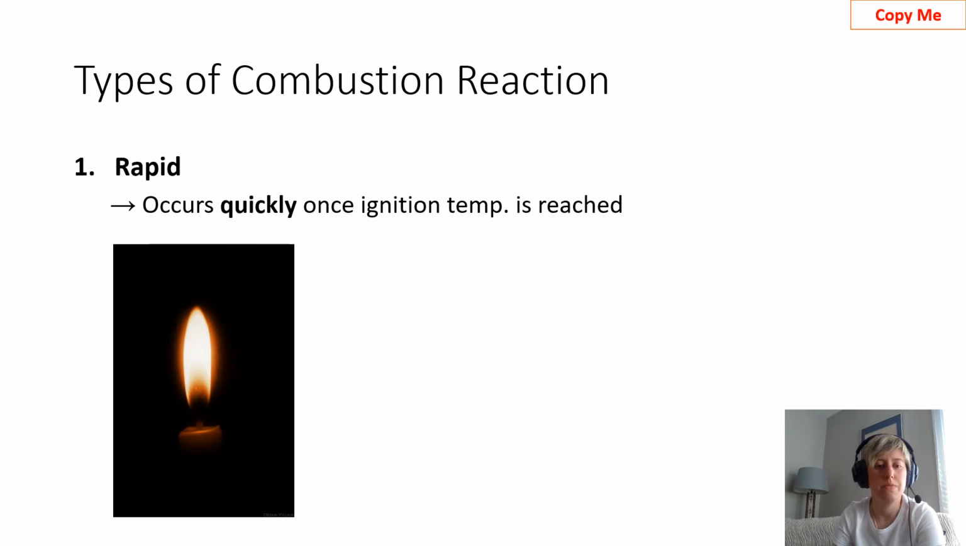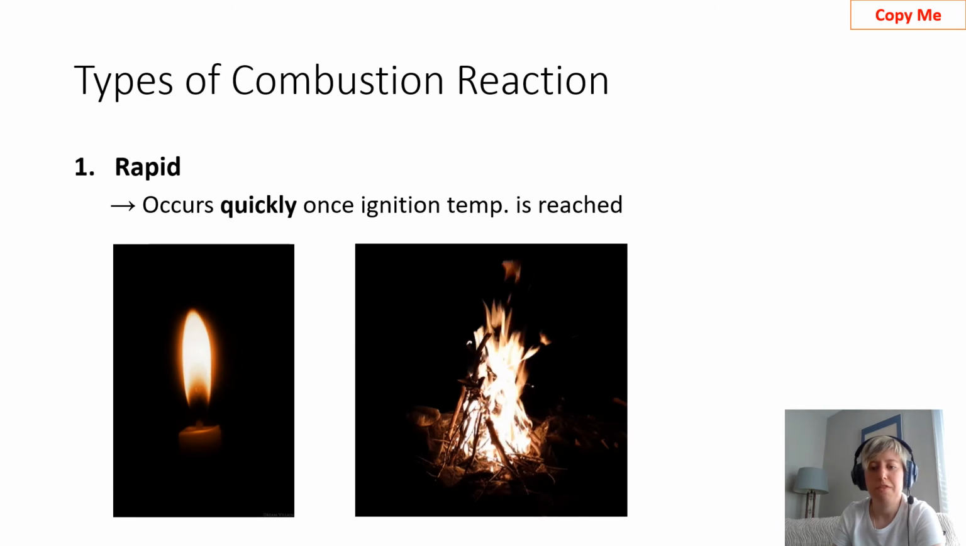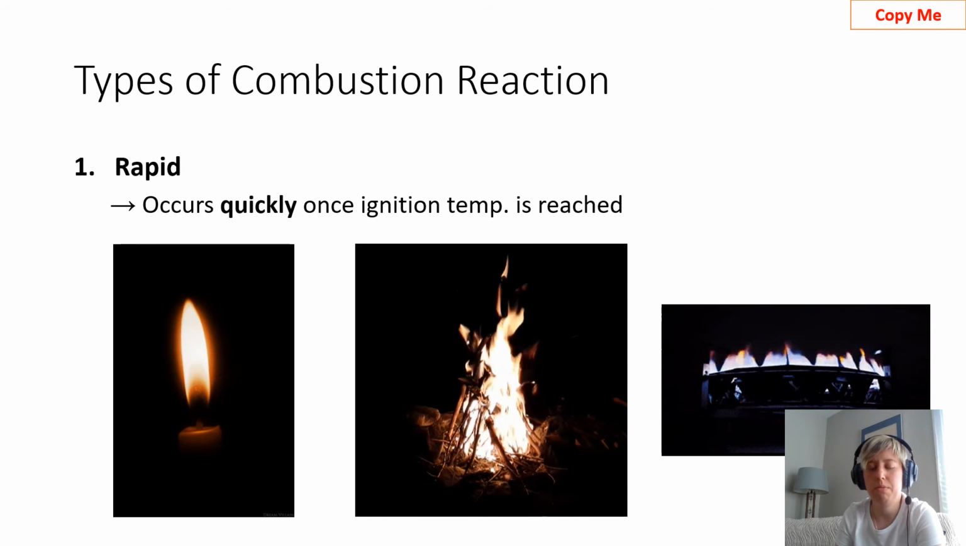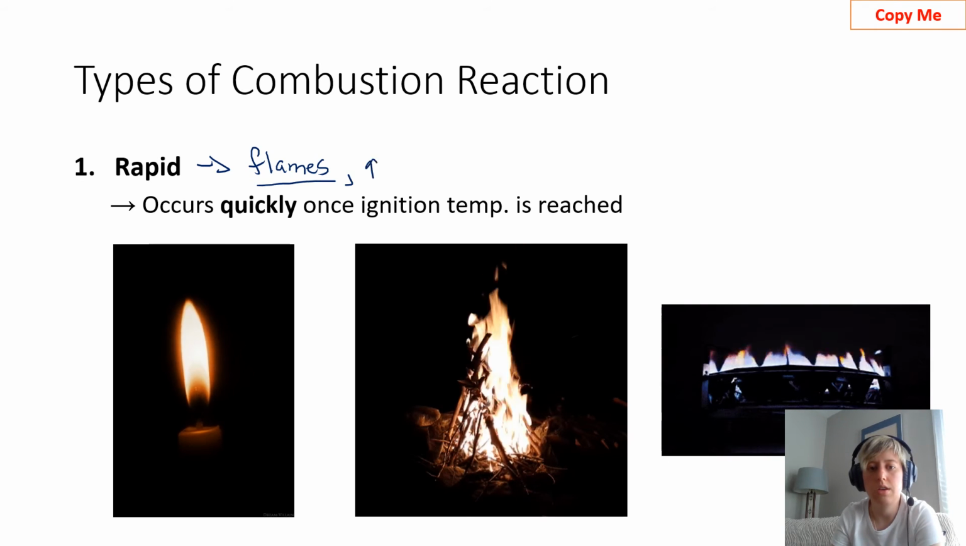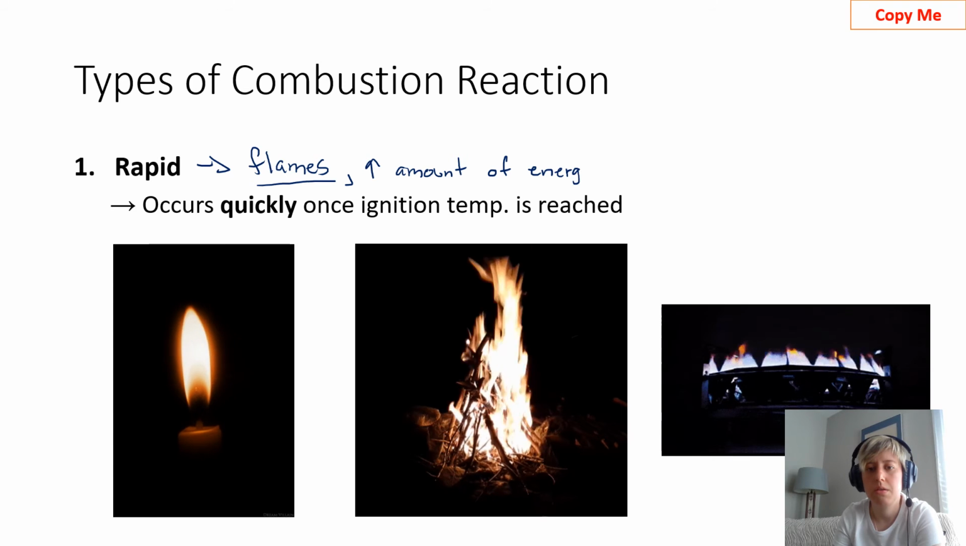So candle, right? We light the match, we put it on the wick, we have a flame. That would be rapid combustion. Also, campfire, propane from a barbecue. One thing that we need to realize is that with rapid combustion, we will usually have flames, right? Whenever we have rapid combustion, we will see flames and we will have a large amount of energy being released.